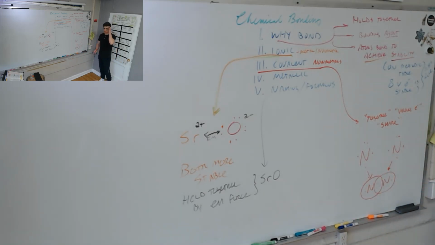How would we write the formula for this? This is another key part of our writing formulas. How would we write the formula for this? Well, of course, N is the symbol, but how many of them are there? You might have seen this format before. How many nitrogens are there?